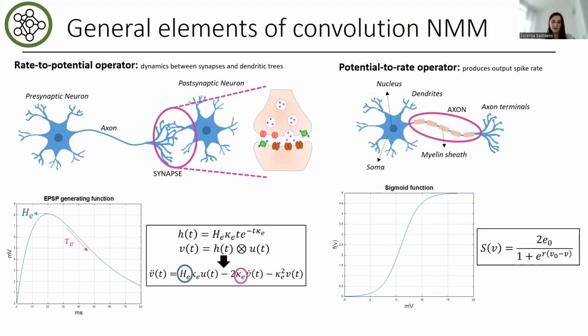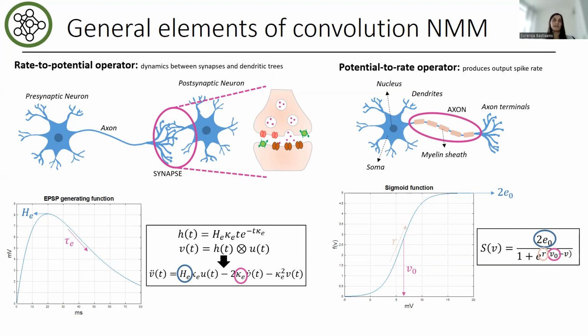And I just wanted to mention that the sigmoid is not derived from a biophysical model, but is rather seen as a physiologically consistent choice. And the parameters here are the maximum possible firing rate, the value at which 50% of the firing rate is reached, at which voltage, and then r will determine the steepness of the slope.